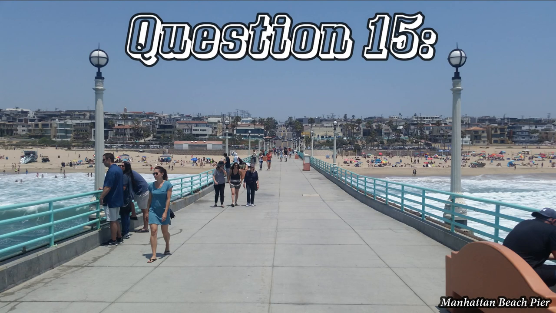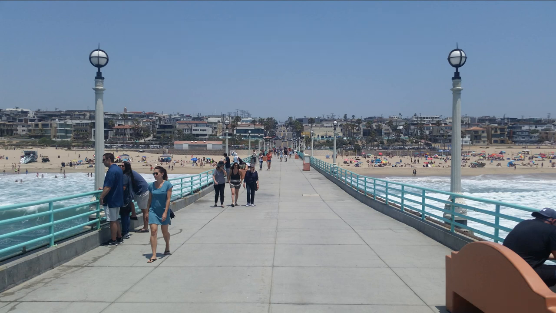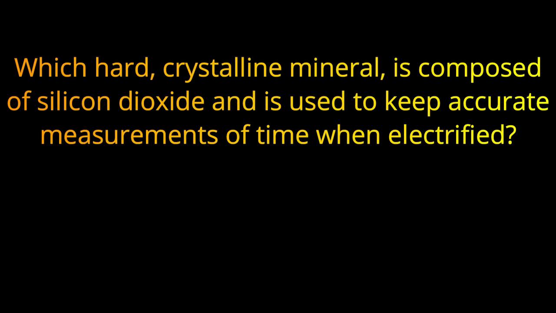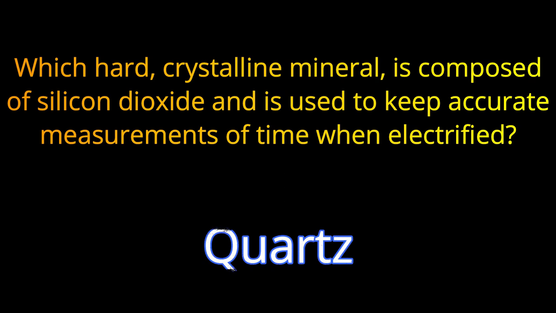Question 15. Which hard crystalline mineral is composed of silicon dioxide and is used to keep accurate measurements of time when electrified? You've probably seen it in a watch. We're looking for quartz.